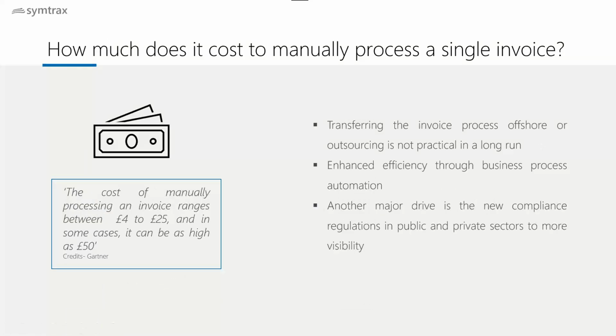So how much does it cost to manually process a single invoice? All the facts and figures mentioned here are based on a report by Gartner. As per the report, the cost of manually processing a single invoice can range between 4 to 25 pounds. And if you're dealing with a complex set of invoices, with multiple formats, multiple pages, and multiple tables that need to be comprehended, obviously the cost can be as high as even 50 pounds.